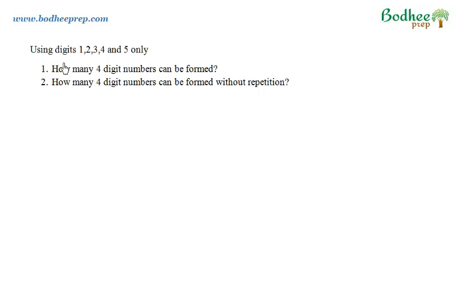So the very first question is that using these digits 1, 2, 3, 4 and 5 only, we have to make 4-digit numbers. How many can we form? Nothing has been mentioned about repetition. Unlike the second question, where it is mentioned that repetition is not allowed, in the first question it is not known whether repetition is allowed or not. So what should I do? We should consider that the repetition is allowed.